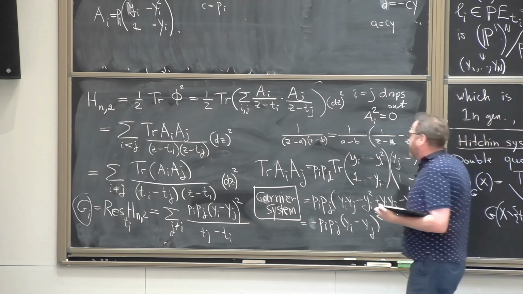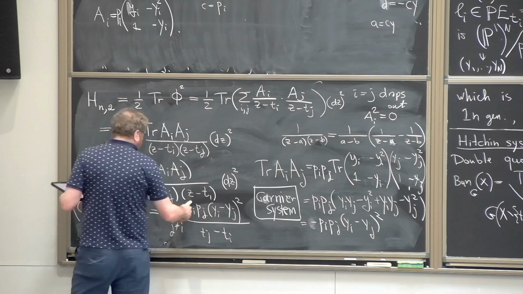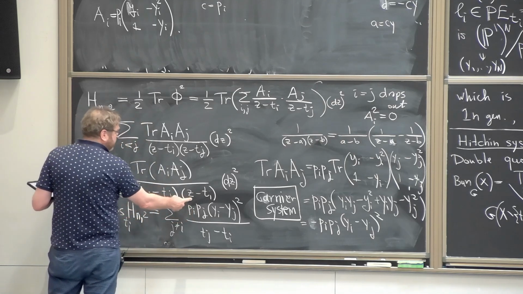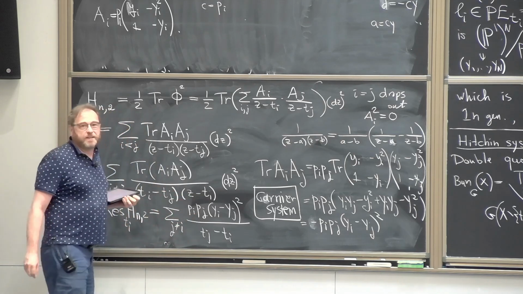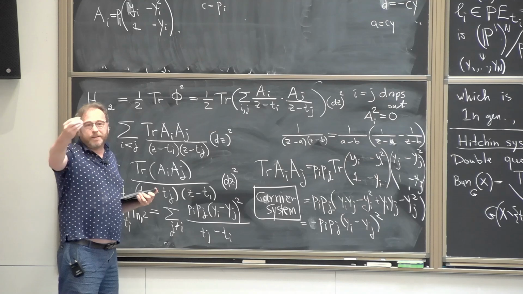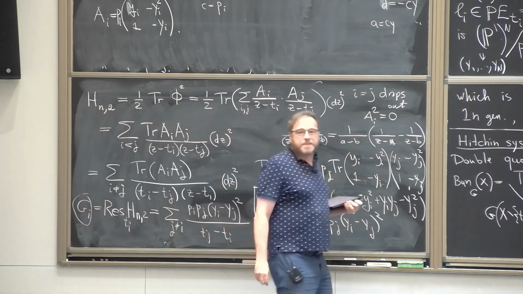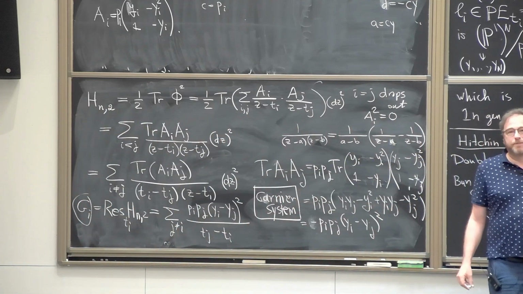No, in this case it is a sum of simple fractions. It is a sum of something independent of z divided by z minus t_i. So I just take the residues of this thing. It's already expanded in partial fractions.